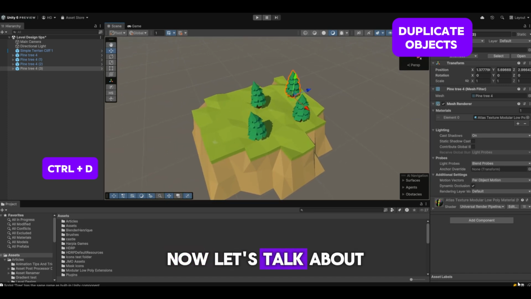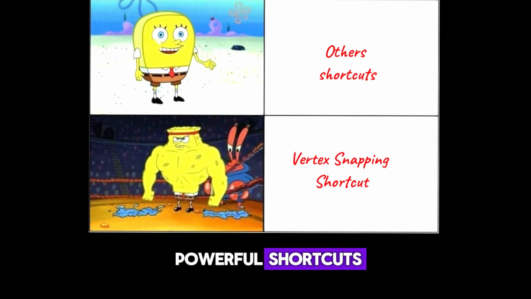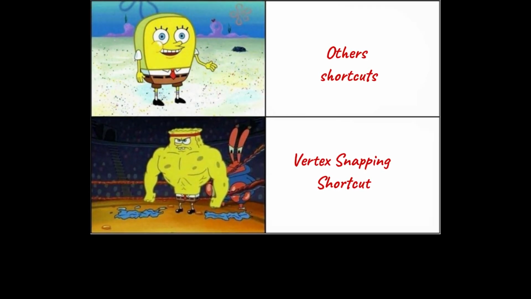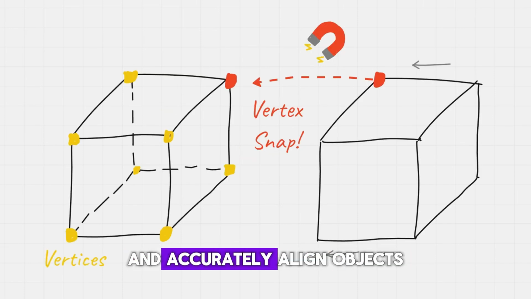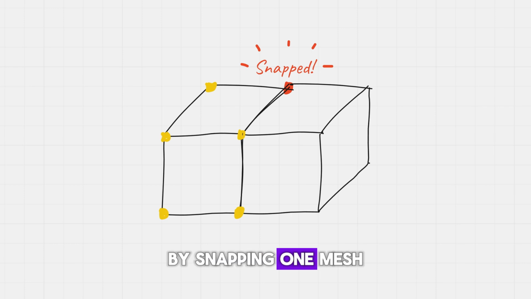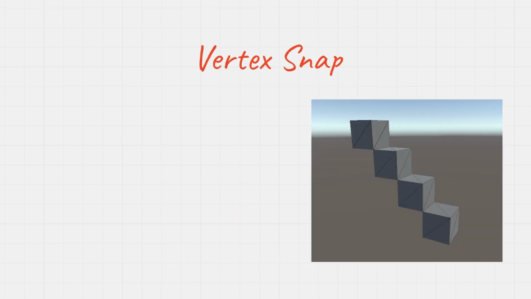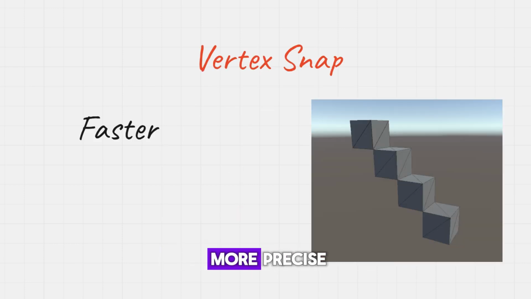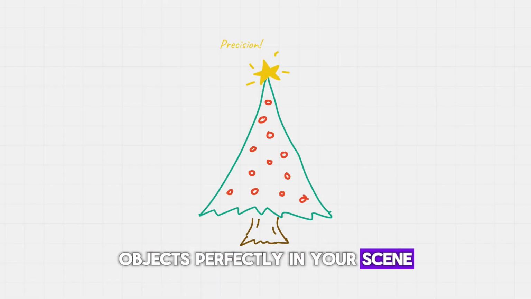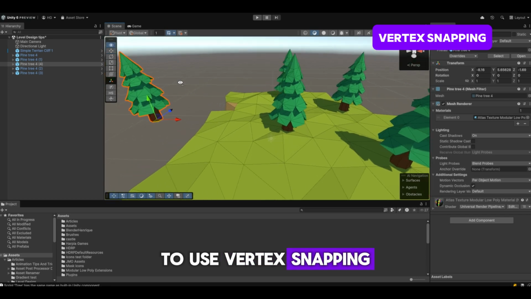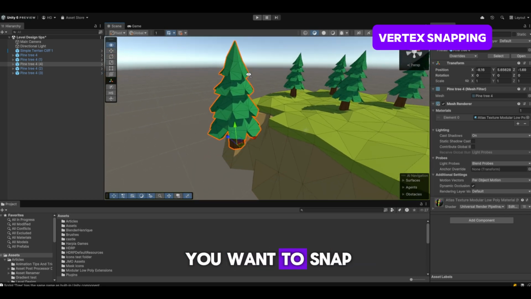Now, let's talk about one of the most powerful shortcuts, vertex snapping. Vertex snapping is a feature that lets you quickly and accurately align objects by snapping one mesh's vertex to another. This can make your work much faster and more precise, especially when you need to position objects perfectly in your scene. To use vertex snapping, first select the object you want to snap.